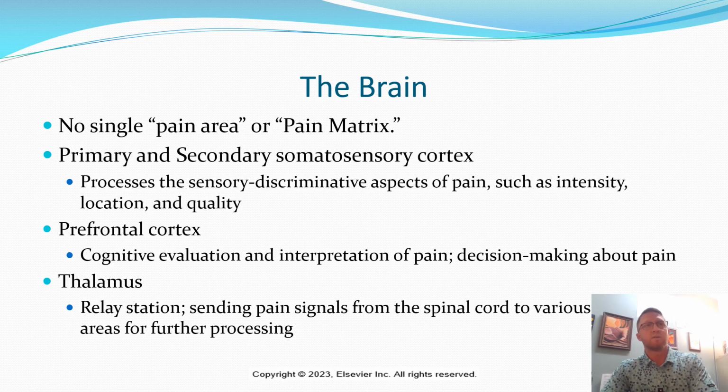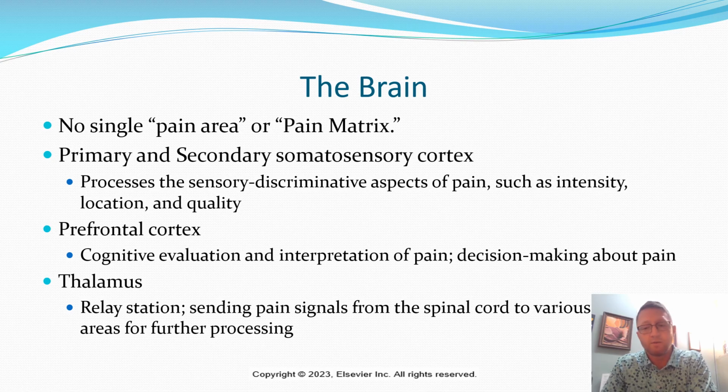The next slide that we get to talks about the pain area or the pain matrix. So we're not going to spend too much time on this slide. We're going to kind of skip through this, but here are some of the areas that make up this pain matrix. We have our primary and our secondary somatosensory cortex. These areas process sensory information such as intensity, location, quality of pain. Then we get to our prefrontal cortex. This is the cognitive evaluation and interpretation of the pain. So we're trying to make a decision about this pain. Is it threatening? Is it not?